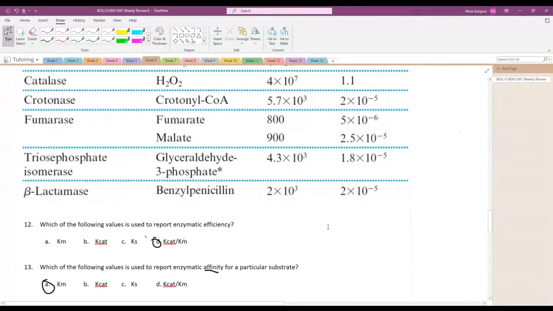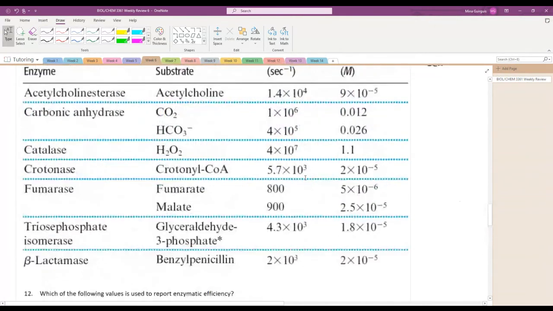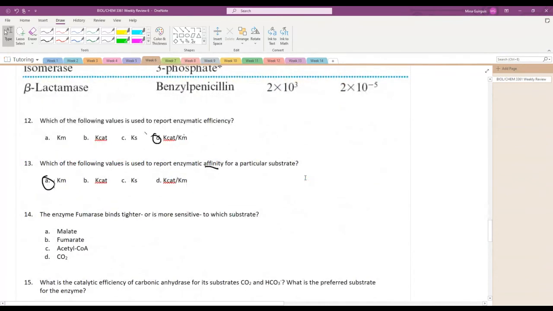It's Km, because Km, remember, is the inverse of affinity, but it's a way that we measure affinity. Okay, the enzyme fumarase binds tighter or is more sensitive to which substrate? Okay, so binding tighter, more sensitive, these are words for affinity, right?